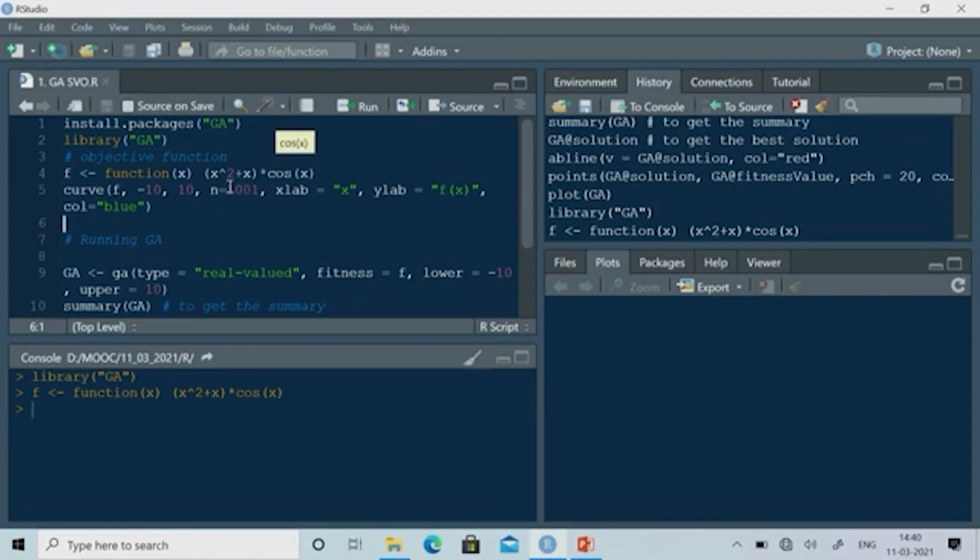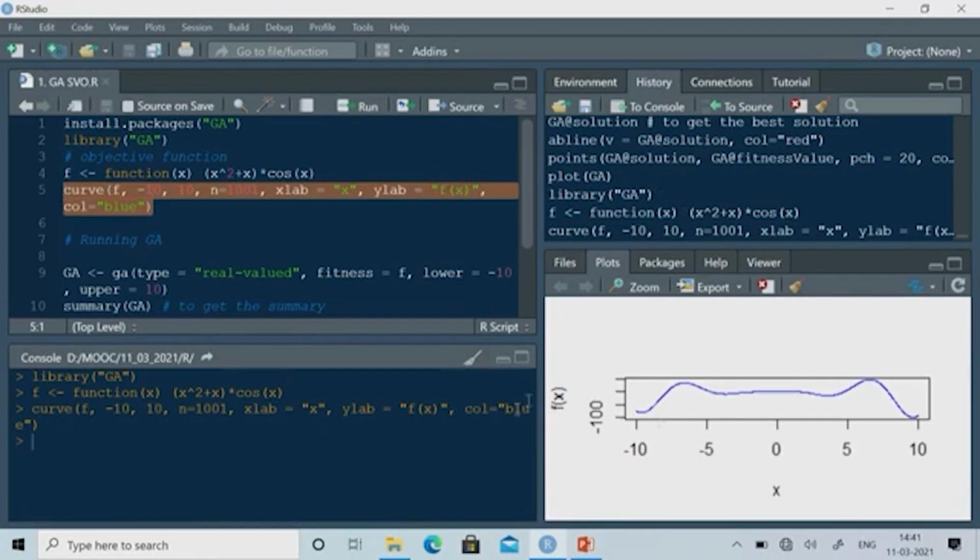If you put a large value, then your curve will be smooth, otherwise it may not be smooth. And then I am putting the x label and y label of this particular curve. So, I am putting x label as x and y label as f of x, and the color I am defining as blue. So, therefore, the curve will be of blue color. So, you can define the color. So, now if I run this particular line, just select it and run it, then you will get this curve.